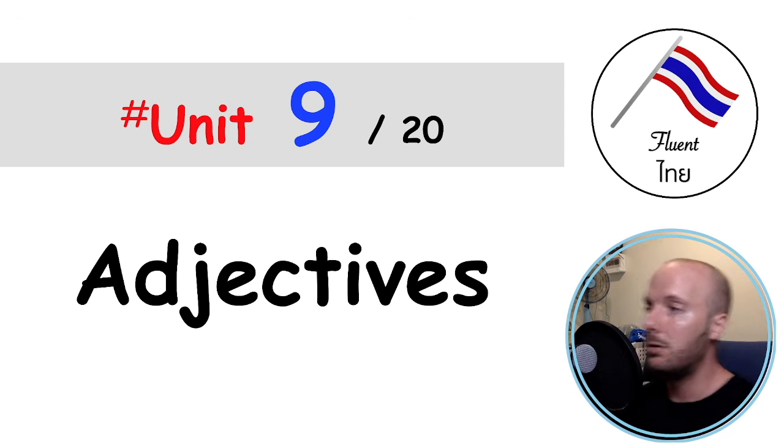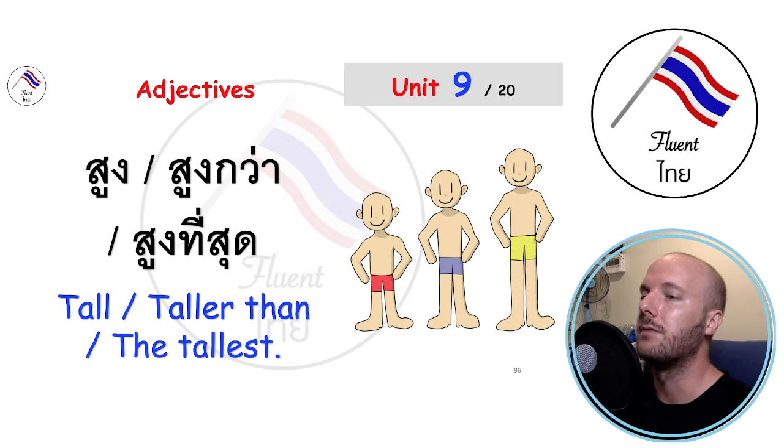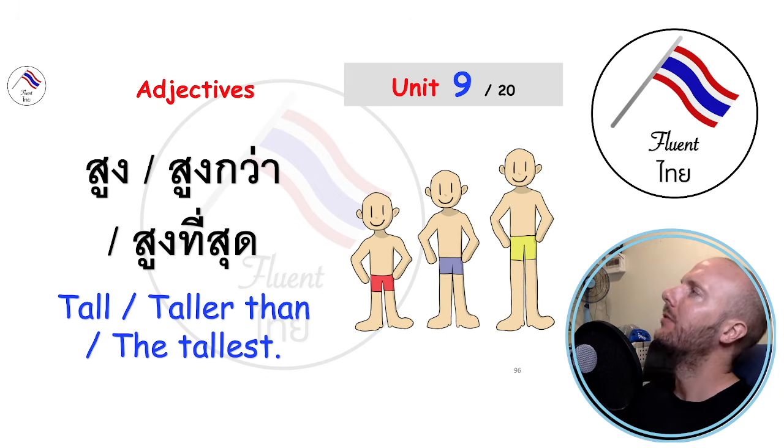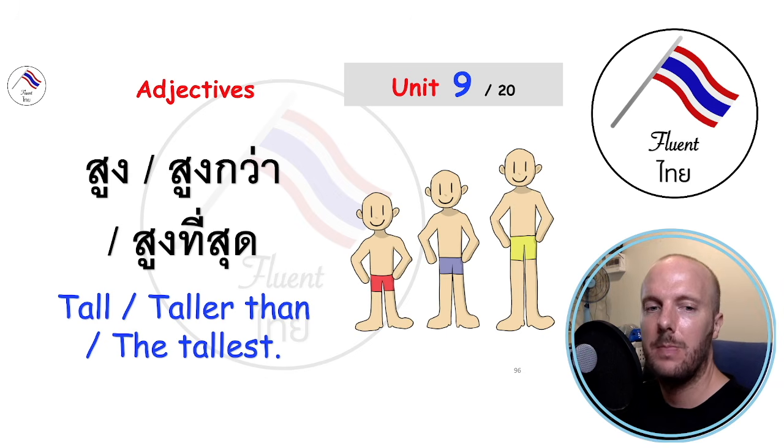Okay, Unit 9. Adjectives. So, the way that they represent comparative adjectives is with the word กว่า. So สูง, สูงกว่า. And for the superlative, is that how you say it?